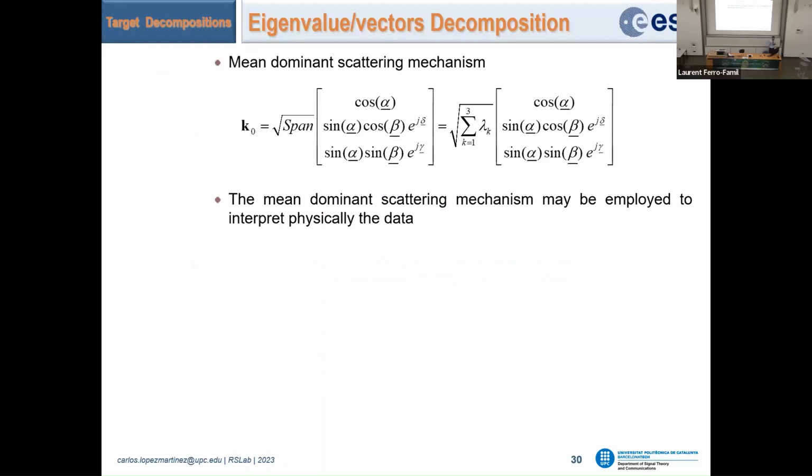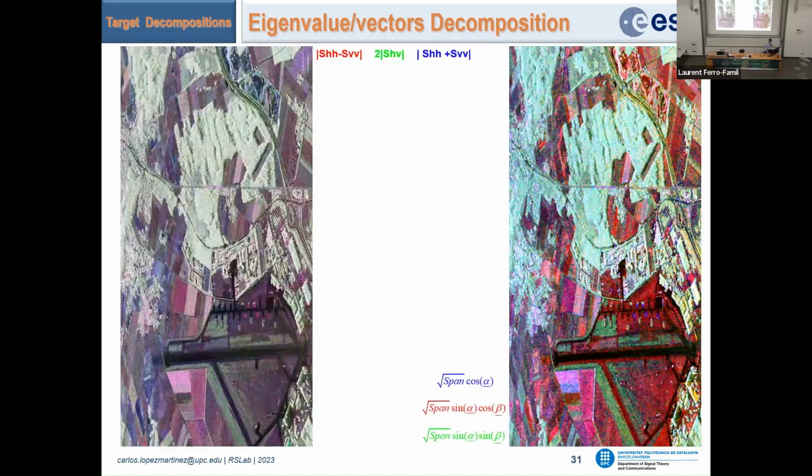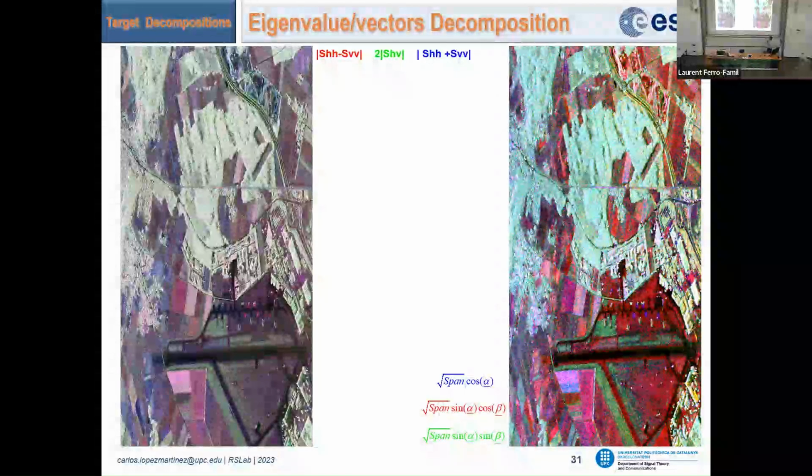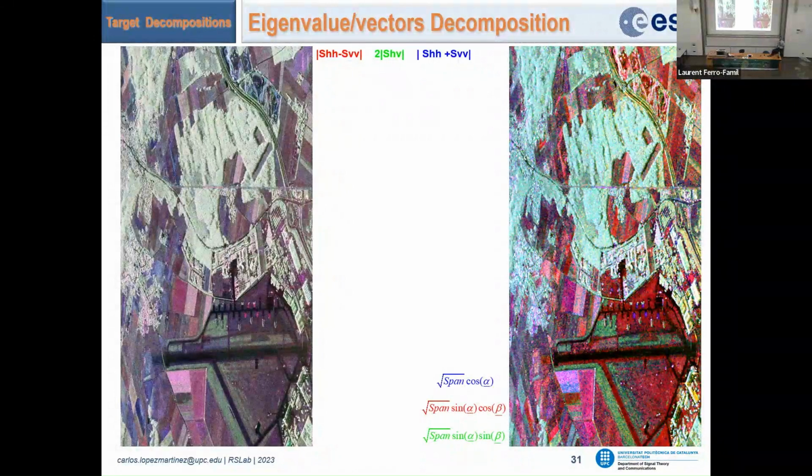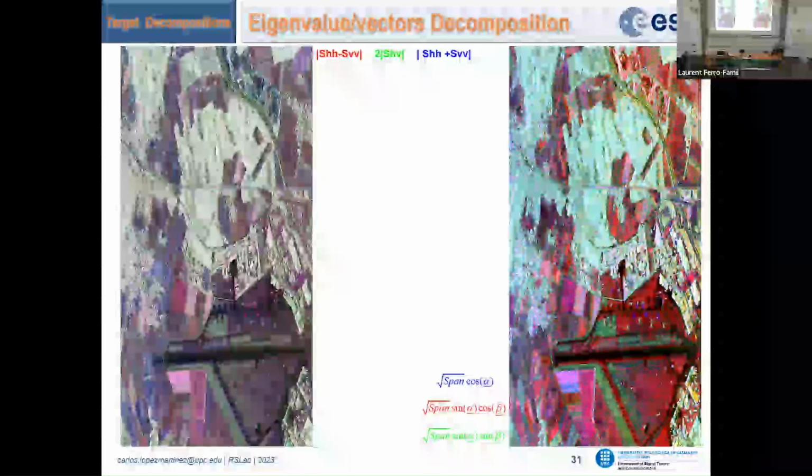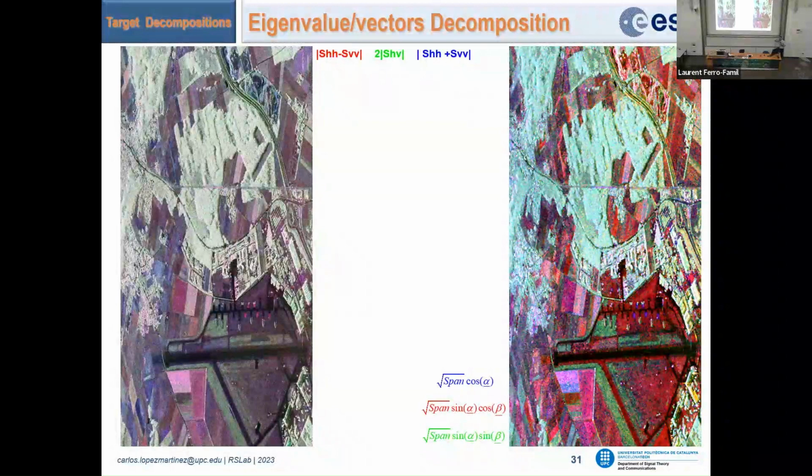Okay, so therefore we have the mean dominant scattering mechanism, which characterizes the data. So therefore we are able to characterize completely the polarimetric behavior of the data. Here you have a Pauli decomposition combining the mechanisms. And as you can see, you obtain something pretty similar. As I said before, you don't expect to obtain something radically different because all of them are describing the same thing.